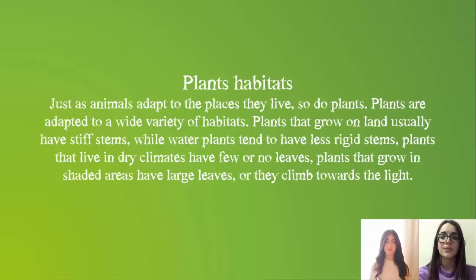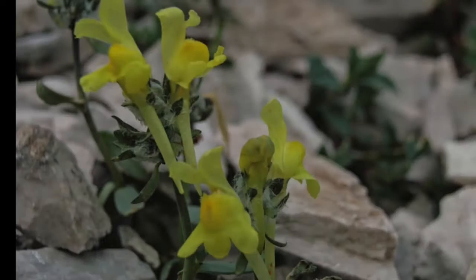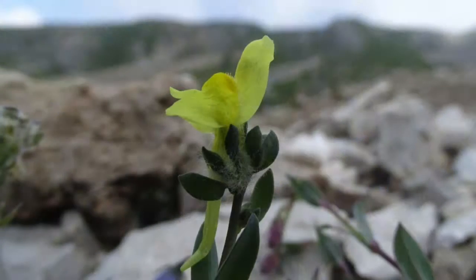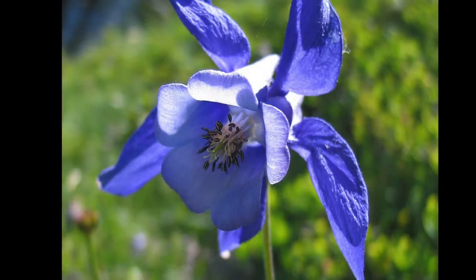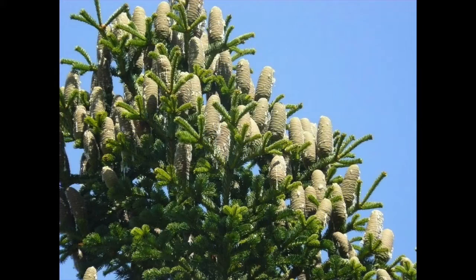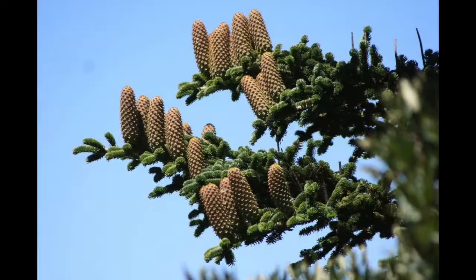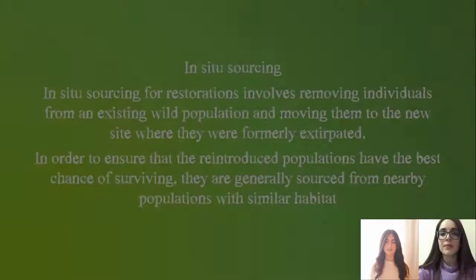Plants that live in dry climates like the desert have few or no leaves. Many, including cacti, store water when rain occurs. Their adaptation saves water. Plants that grow in shaded areas have large leaves to capture as much sunlight as possible, or they climb towards the light.